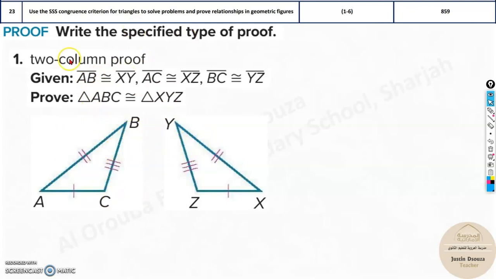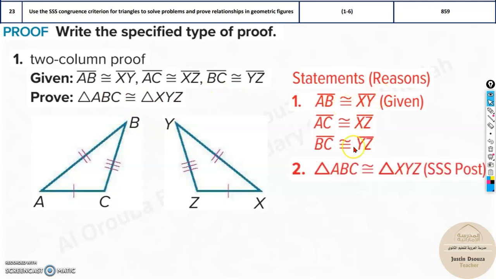That's the only thing. We need to make a 2-column proof, and it's given. See, all the 3 sides are given. They have told us AB is congruent to XY, AC is congruent to XZ, and BC is congruent to YZ. Then we need to prove it. Yes, absolutely. Why? Because all of these are given, right? If all the 3 sides are congruent, then the triangles are congruent by the SSS postulate.